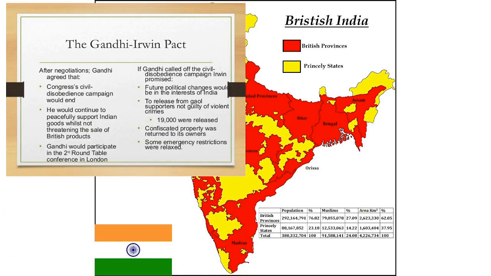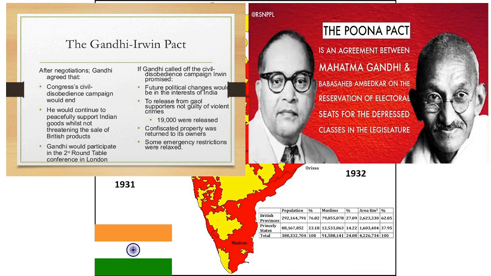The Gandhi-Irwin Pact in 1931 between Gandhi and Irwin, and the Pune Pact in 1932 between Gandhi and Baba Saheb Ambedkar. As per the Gandhi-Irwin Pact, Congress had to end the civil disobedience movement peacefully, and the British government would release 19,000 prisoners. As per the Pune Pact, Gandhi promised B.R. Ambedkar that there would be reservation of electoral seats for the deprived class in the legislature.